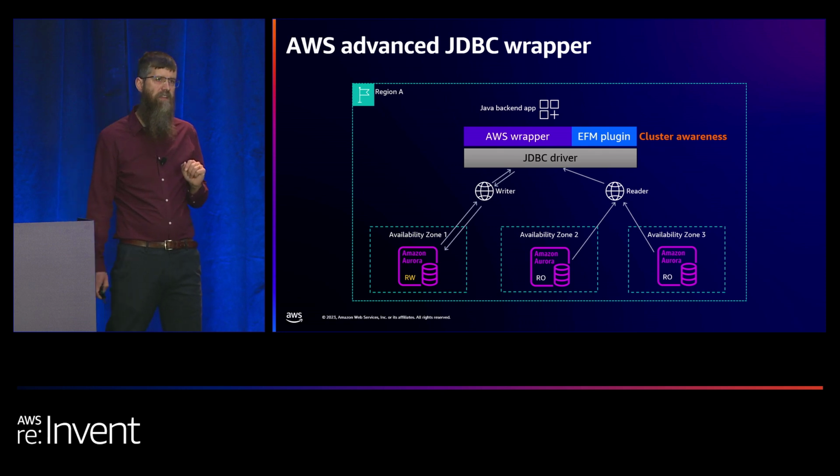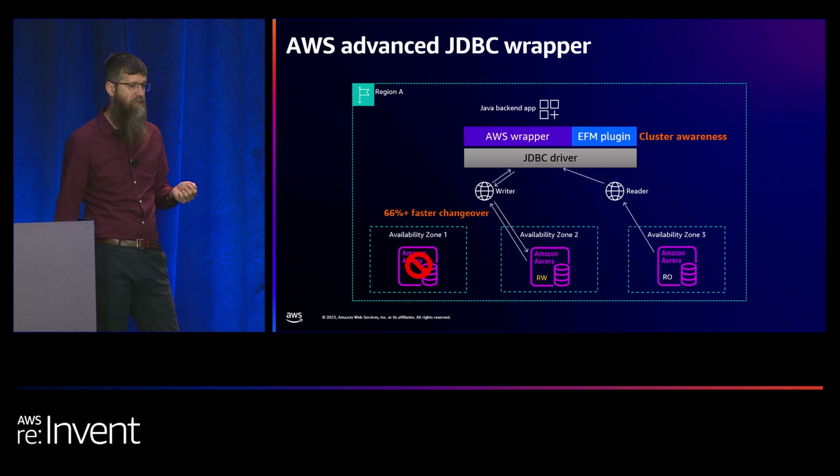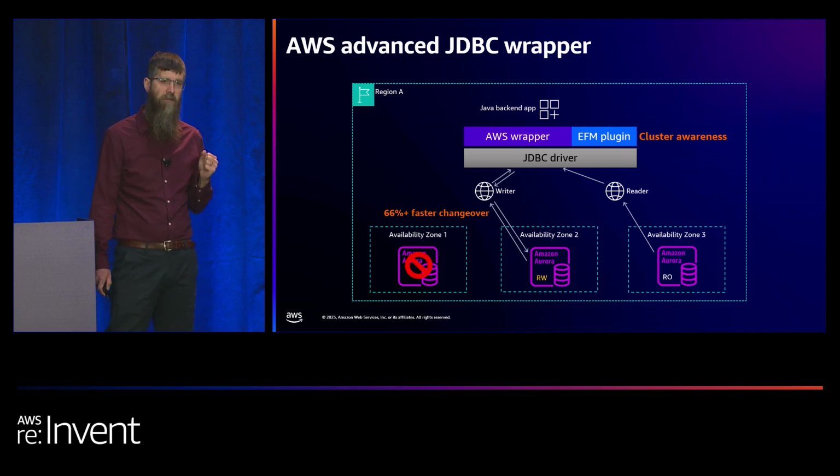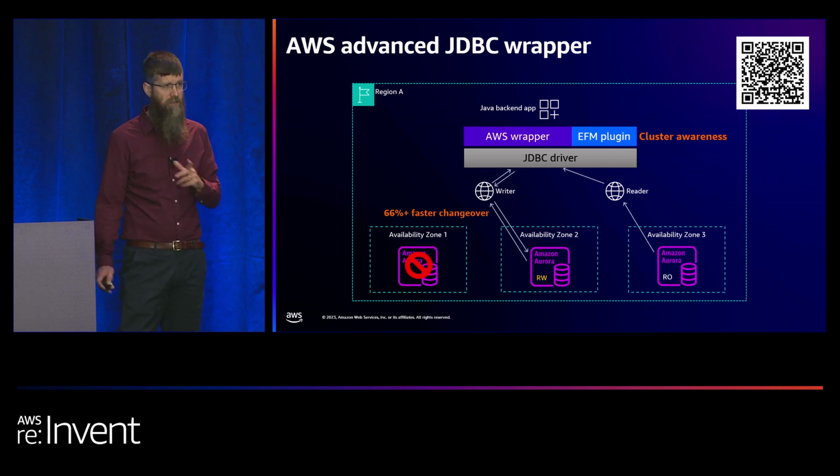And it also gives us this other thing called EFM we can see up there, Enhanced Failure Monitoring. This is where the driver is aware of what's going on inside Aurora. It's aware of the cluster topology. And so it's able to notice without using DNS that, for example, a failover has happened and act upon that much faster. Up to 66% faster failover is what's going to happen here. If you're interested in some more about this, this is an open source project on GitHub from AWS. There's a QR code there which will take you to the GitHub link.